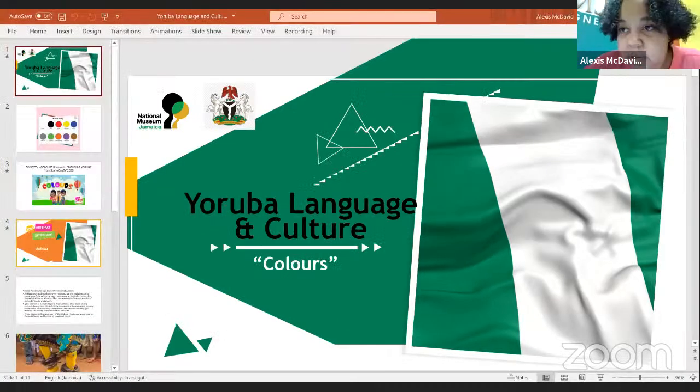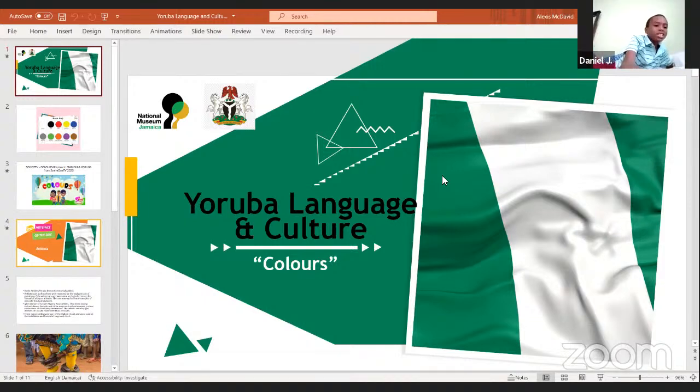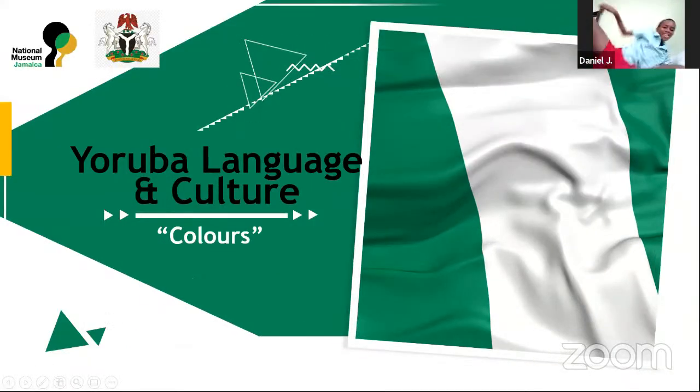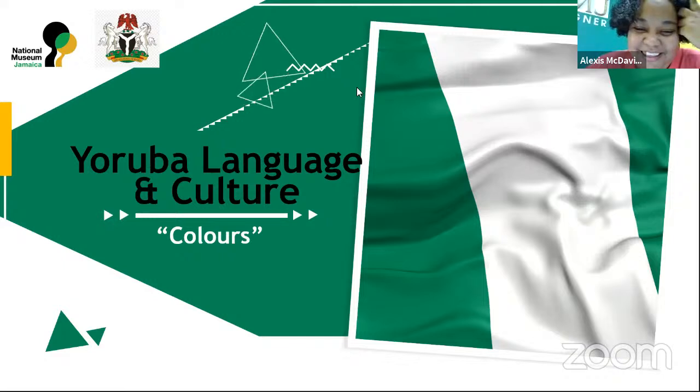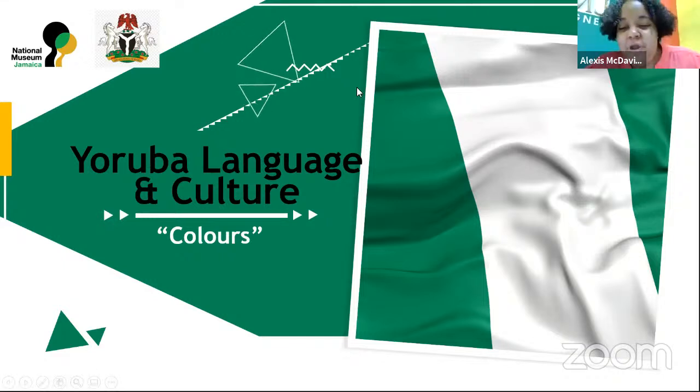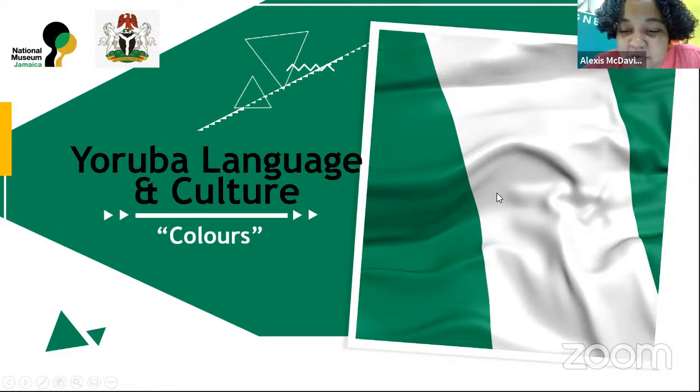There we go. Sorry, there was an echo there a while ago, guys. Oh, it's that big one that says colors right there. All right, Monsieur, whenever you're ready. Auntie Alexis is ready.